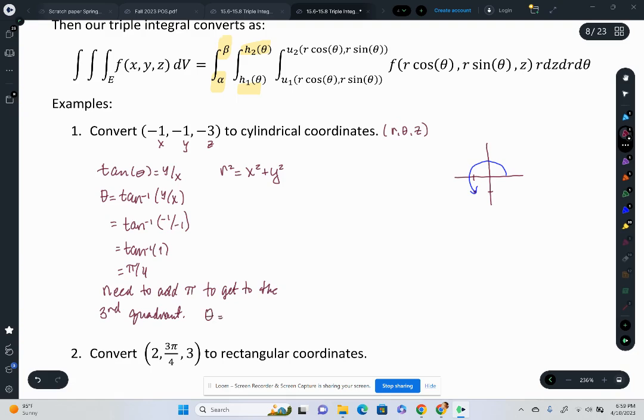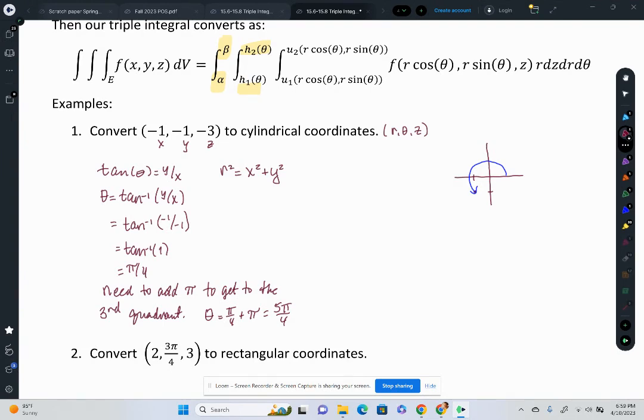So that means theta is equal to pi over 4 plus pi, which would give me 5 pi over 4. So that's my theta value. Okay, and that makes sure that I'm in the right quadrant for x, y, and of course z would take us to octants, so it'll make sure I'm in the right octant.